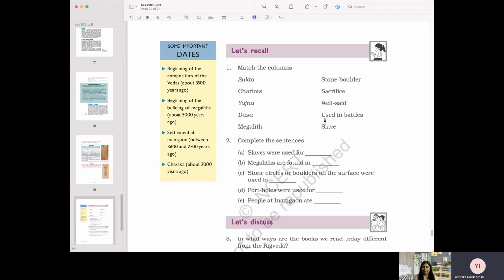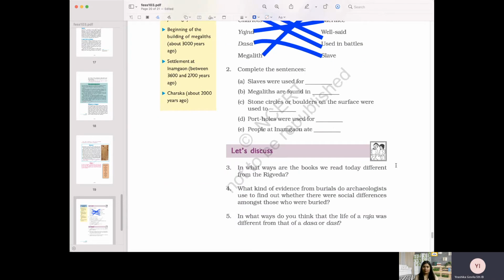Chariots are used in battles, right? Yes. A megalith is a stone boulder. Yes. Dasa is a slave. Yes. Yagya or yajna is sacrifice. Yes. Sukta is well said. Complete these sentences. Slaves were used for work.